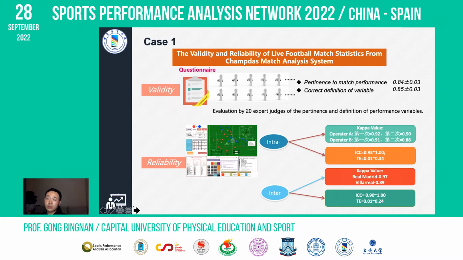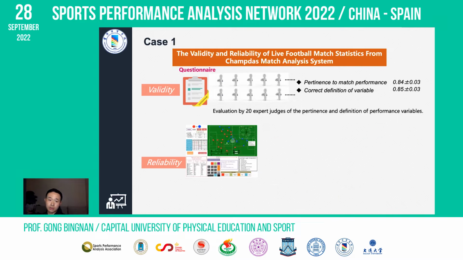The validity was evaluated from expert opinion, and the reliability consisted of two parts, which are intra-reliability and inter-reliability. It's also the foundation for our further study.